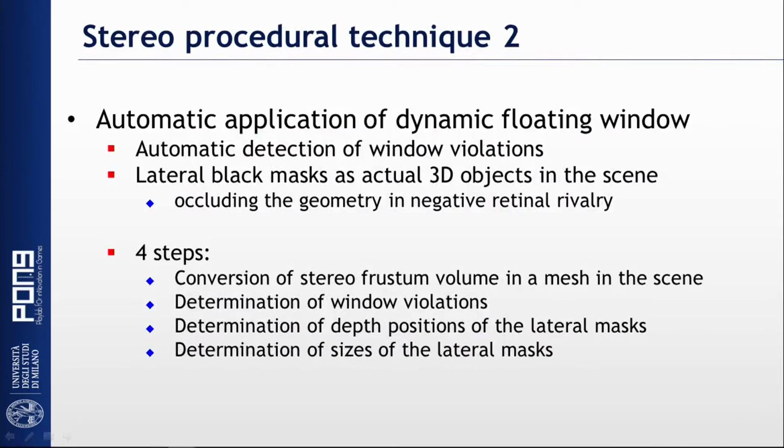Okay, so this was very simple. Second one, a bit more sophisticated. We have created a scene procedurally. In this scene, it may happen that we have window violations because some objects may be placed in the negative retinal rivalry areas. So the idea was to detect automatically these violations and to automatically place the lateral mask of the floating window technique as actual 3D objects inside the scene, occluding the geometry producing the violations.